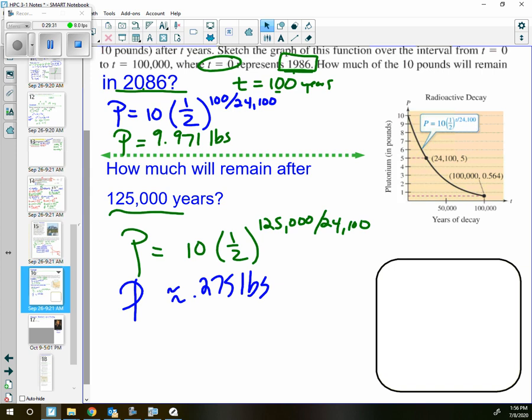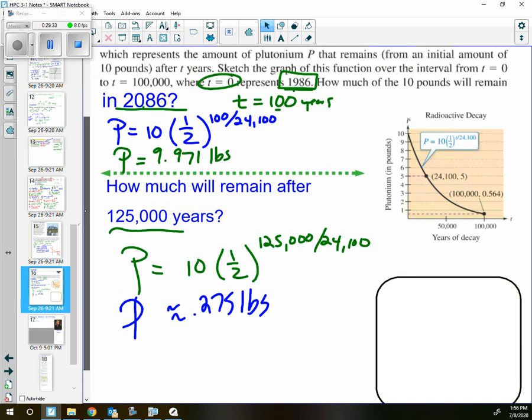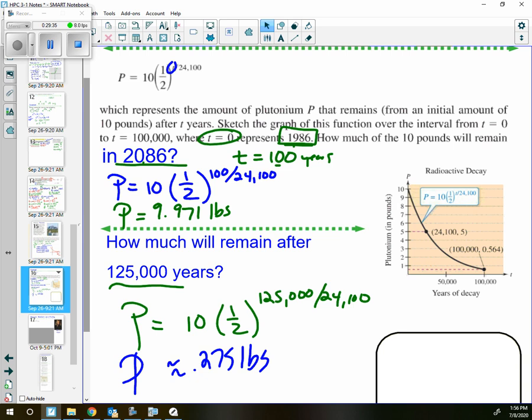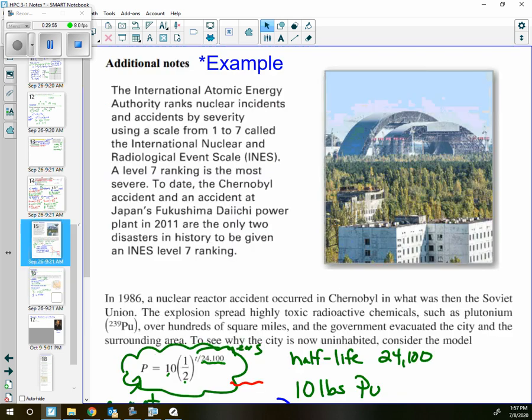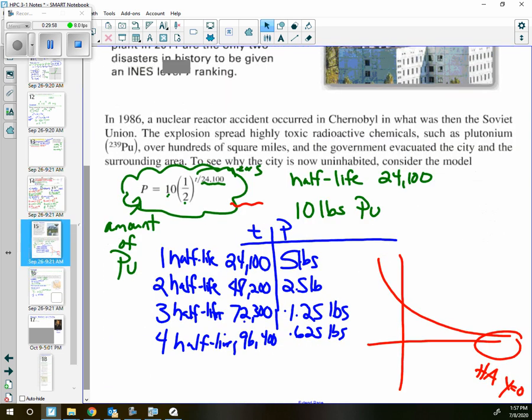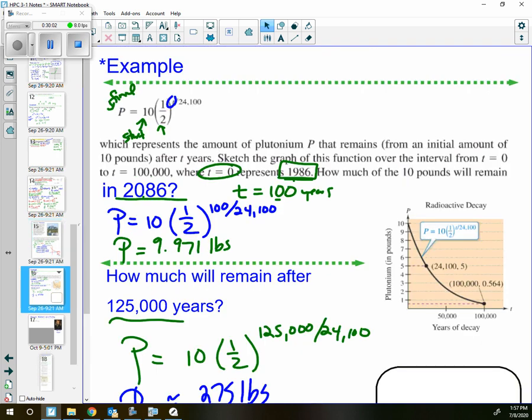Make sure you understand in the model what each of these values represents. The final amount is always the final amount of whatever it is, the starting amount is the initial amount of the 10, then t is your time, and then the time per half-life. So you're figuring out how many cycles of that. Think about what makes sense. If we go back to our table, after about 100,000 years it would be about 0.6. So after 125,000 years, a reasonable answer is that it would be less than that.